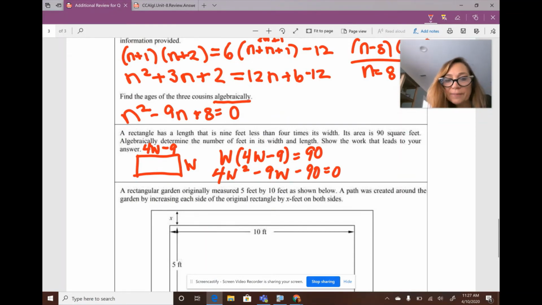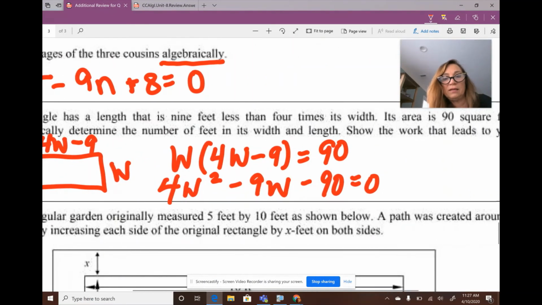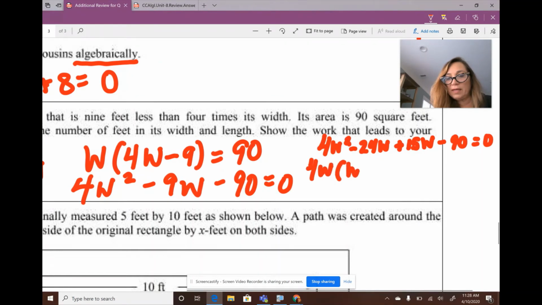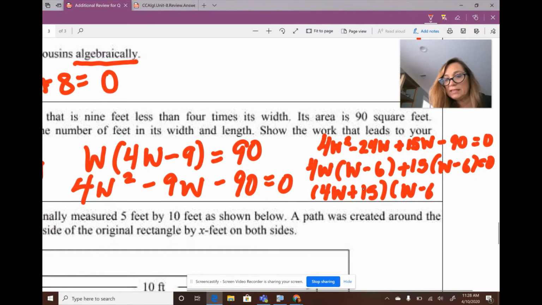So that gives me, let me make this bigger so I can write. Okay, so that gives me 4W squared minus 24W plus 15W minus 90 equals 0. Pull out the 4W, that gives me W minus 6. Pull out the 15, that gives you W minus 6. So that gives me 4W plus 15 and W minus 6.